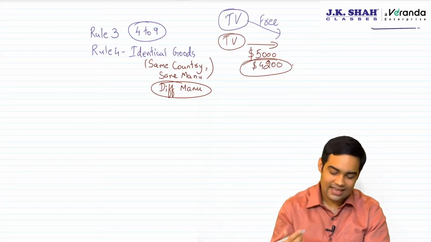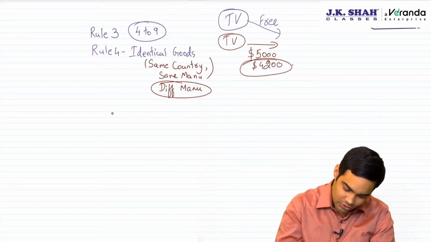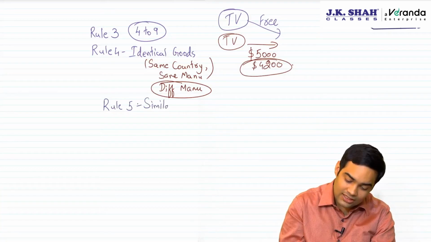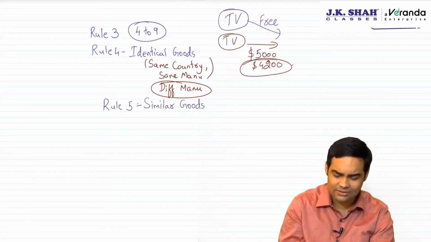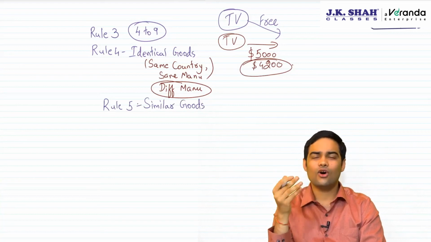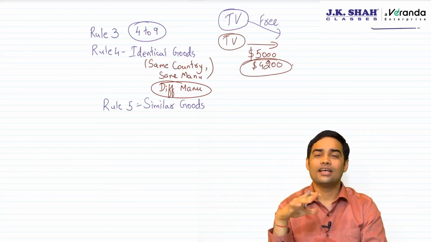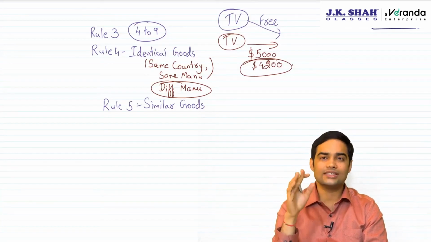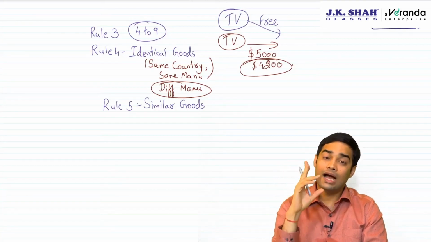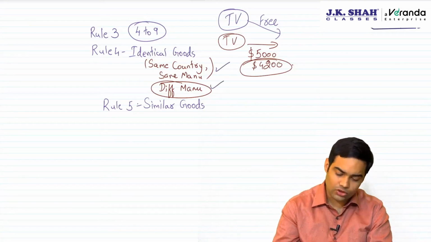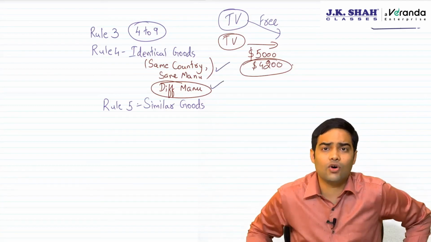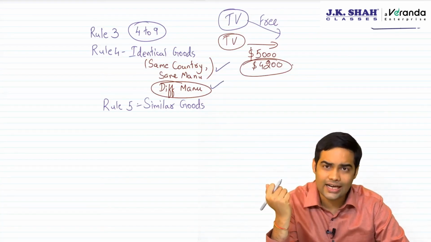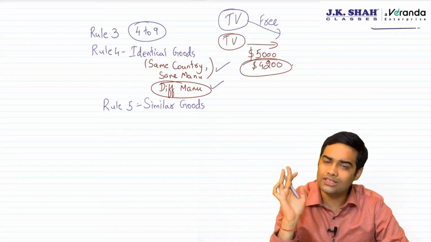Clear? Okay. Suppose there are no identical goods. Then what to do? Then the law says rule 5. Use similar goods, and similar goods are interchangeable. Similar goods are not of the same characteristic, but they have similar reputation and similar materials used, so similar goods value can be used. Whatever you saw in identical goods, the same conditions are applicable even for similar goods. So first try to find out identical goods and value it based on identical goods. If that is not available, then value it based on similar goods.